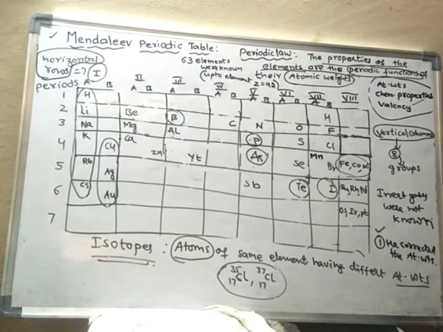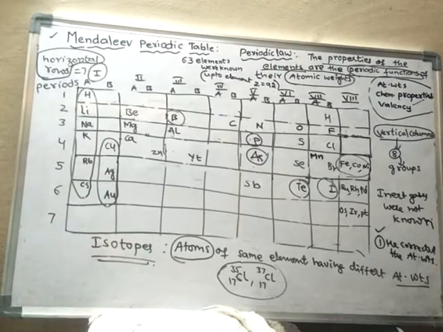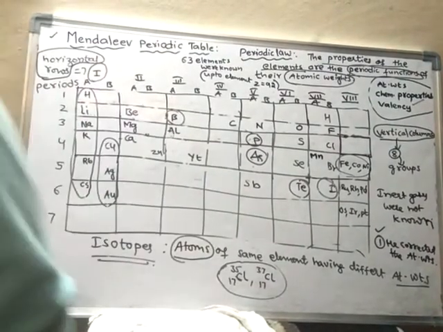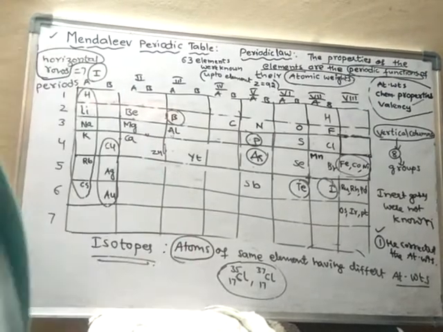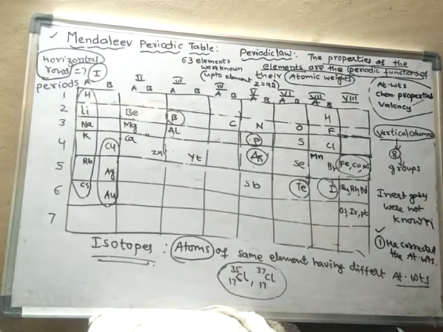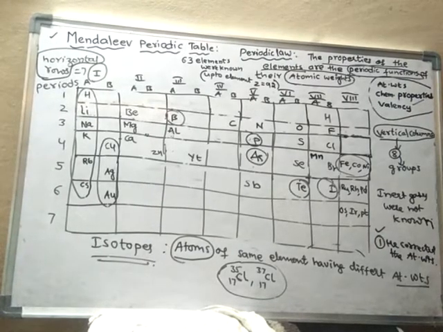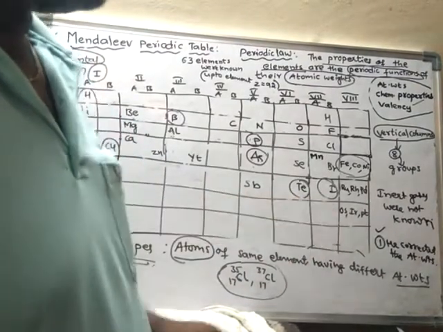So like this, there are so many merits and even demerits in the Mendeleev periodic table. What are the merits? Merits means achievements. The achievements are, he corrected the atomic weights, and he found the anomalous pairs also. And the limitation is again anomalous pairs. These two are examples of anomalous pairs.